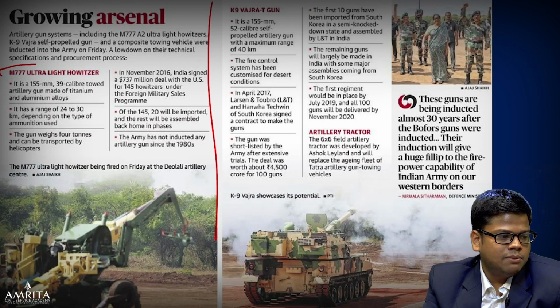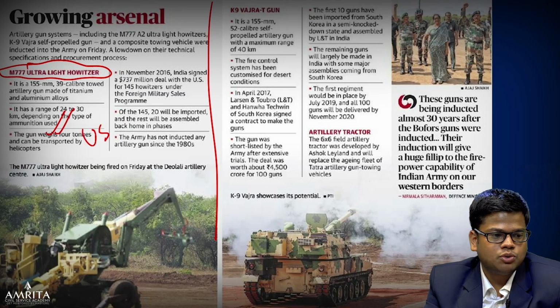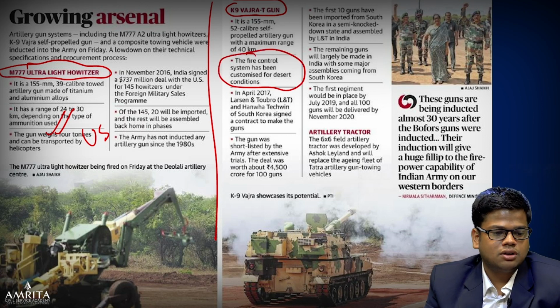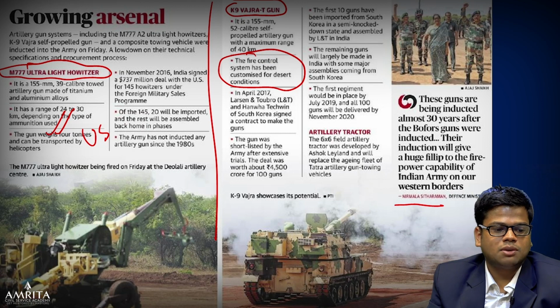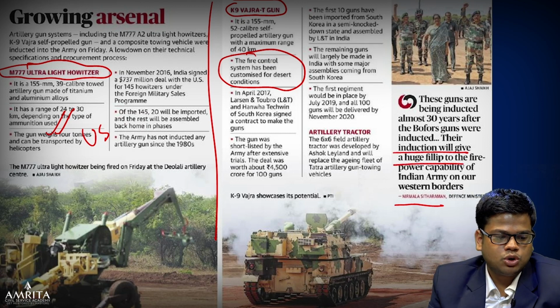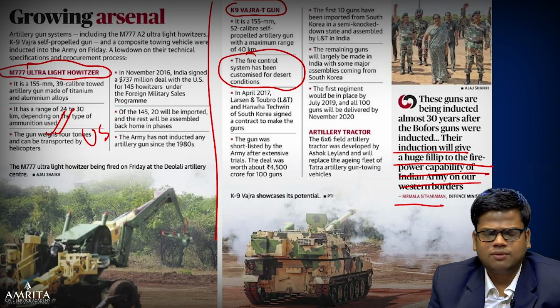So one is the M777 ultra light howitzer. We have discussed everything about it. We are taking it from the US. And next is the K9 Vajra-T gun, especially customized for desert conditions. The defense minister at that time, Nirmala Sitharaman, said these guns are being inducted almost 30 years after the Bofors, and the induction will give a huge fillip to the power capability of the Indian army, right? And this much you have to remember.